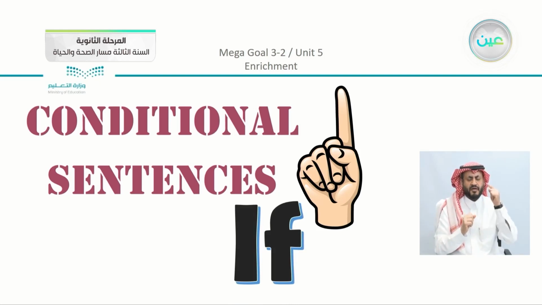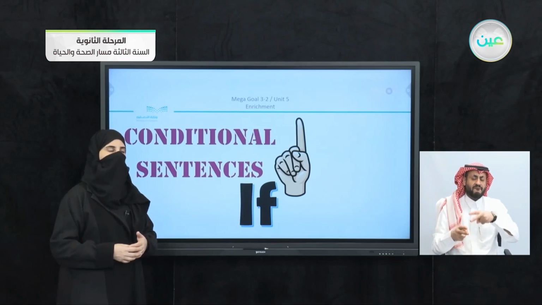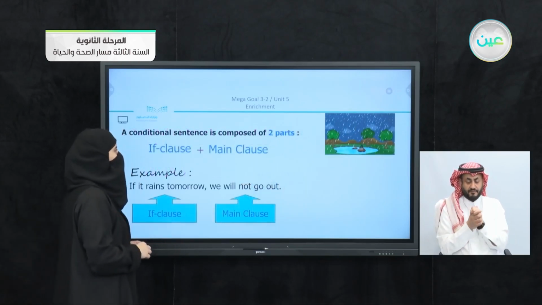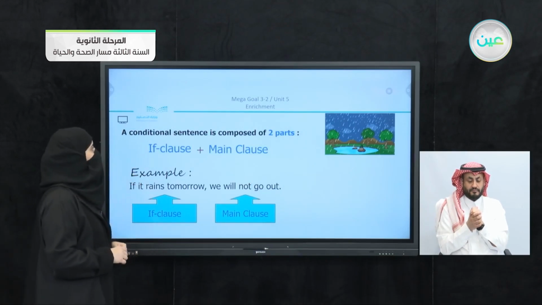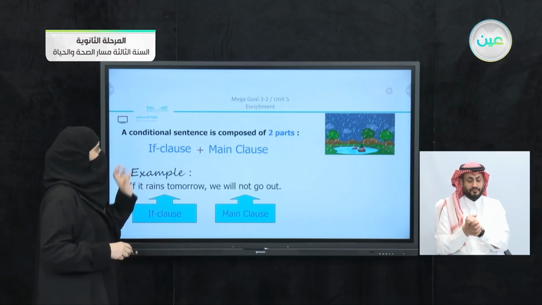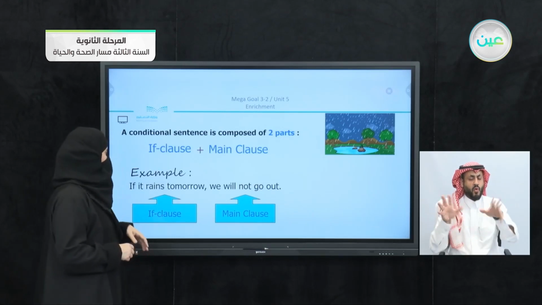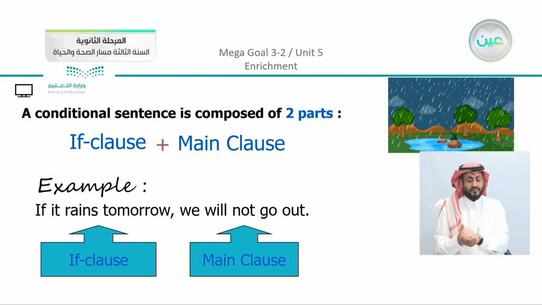Now just think about it. Do you remember anything that we said? Do we have to just use if, or can you replace it with another word? Now we're going to pass by and see. A conditional sentence is composed of two parts. We have the if clause and the main clause. You can see in the example, if it rains tomorrow, we will not go out. This is a conditional sentence.